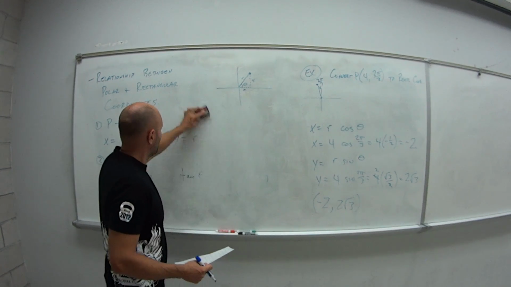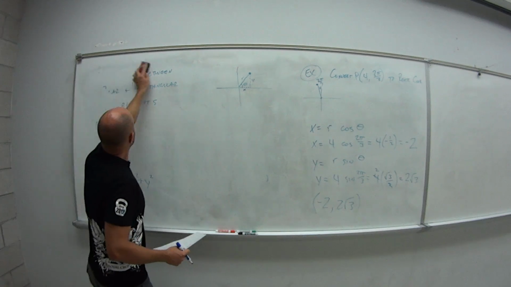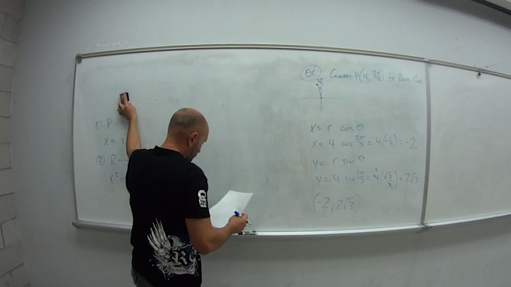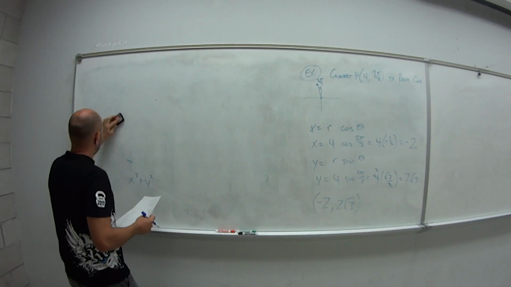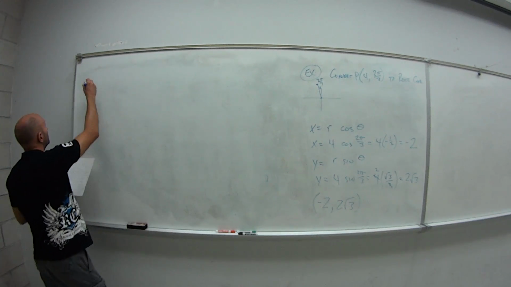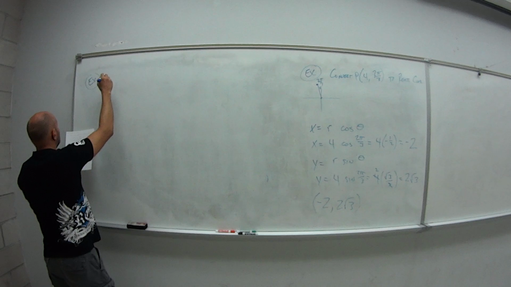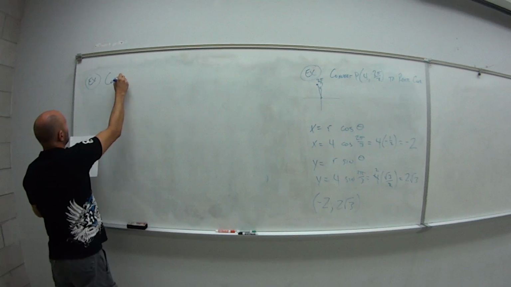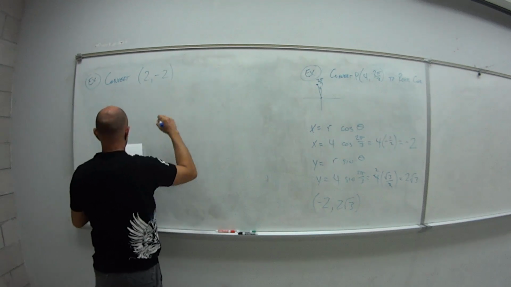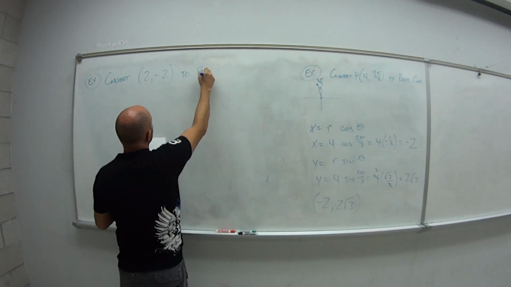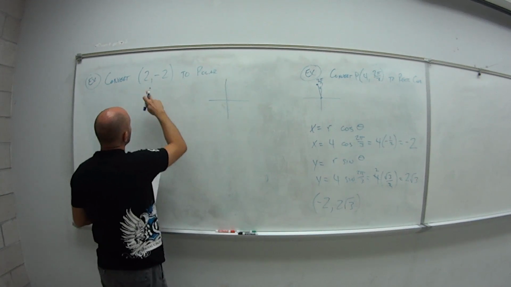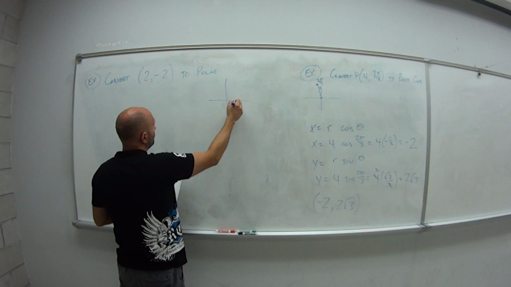All right, what if we want to go the other way? For the next example, we're given rectangular coordinates, and I want to find my value for r and theta. So we want to convert the point (2, -2) to polar. Again, let's draw the picture. So (2, -2) is where? It's (2, -2).